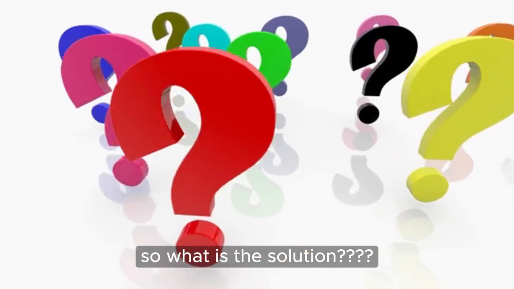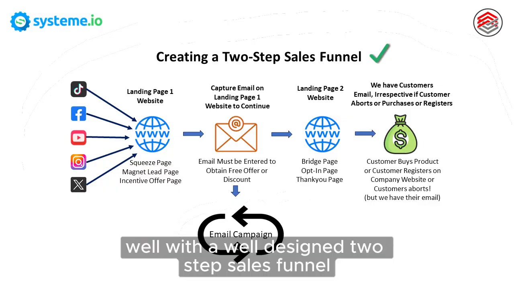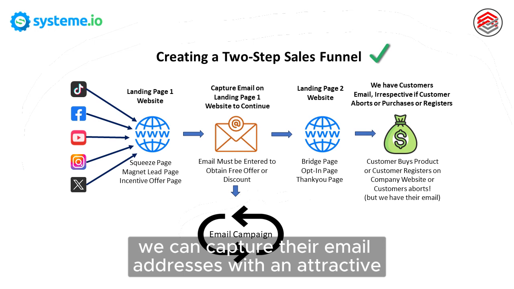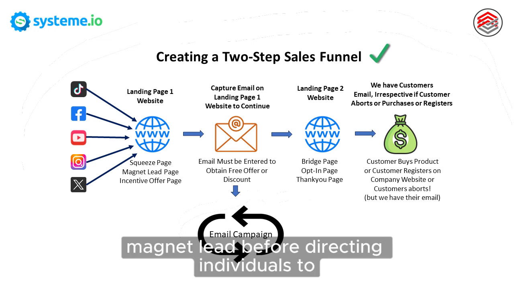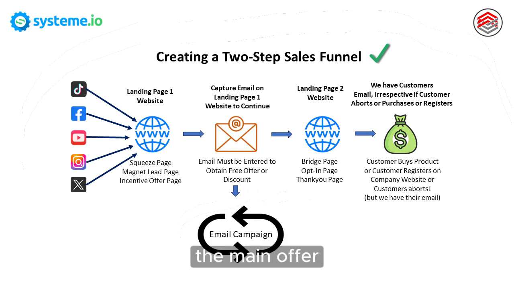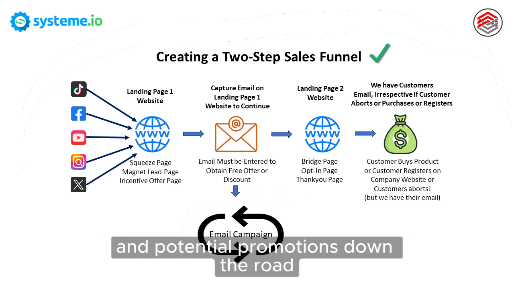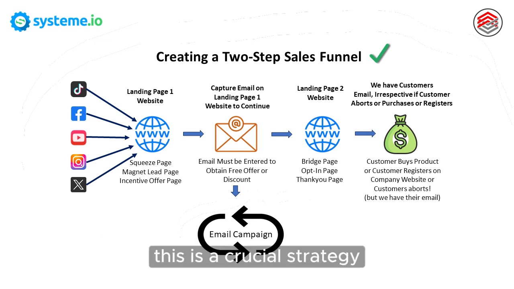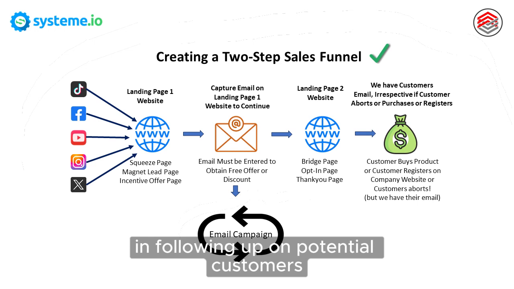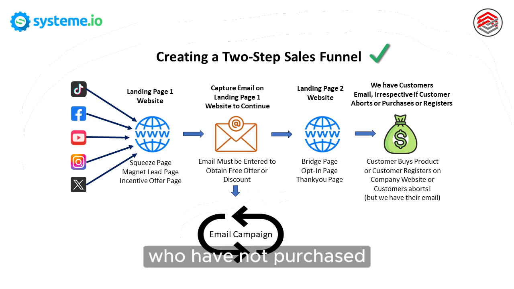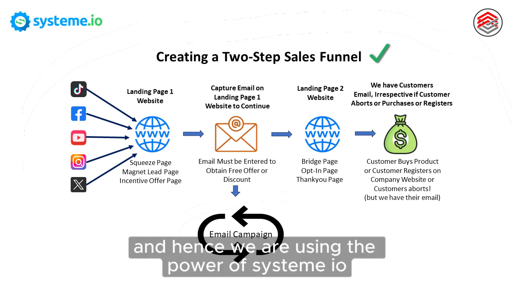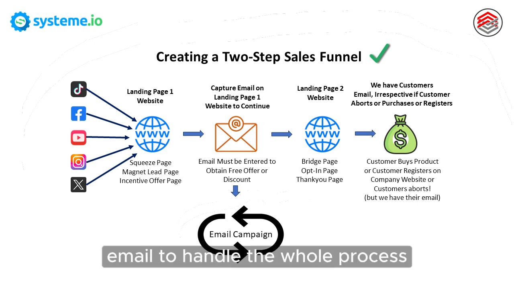So what is the solution? Well, with a well-designed two-step sales funnel, we can capture their email addresses with an attractive lead magnet before directing individuals to the main offer. In doing so, we can establish a follow-up email marketing strategy and potential promotions down the road. This is a crucial strategy in following up on potential customers who have not purchased, and hence we are using the power of Systeme.io Responder with collected emails to handle the whole process.